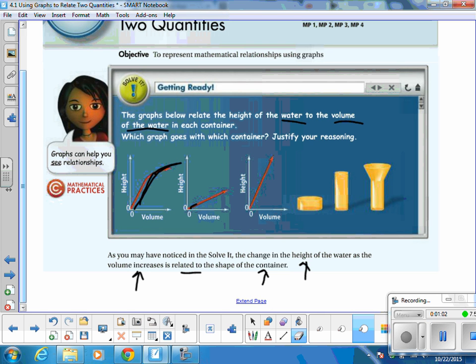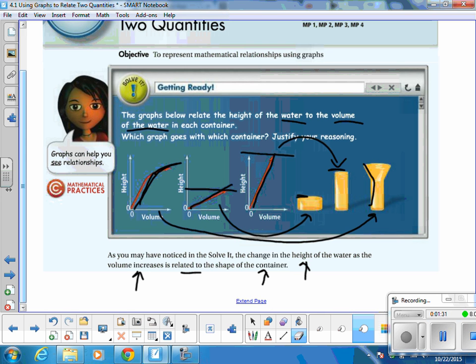The second one looks like it's consistently being filled, but the height is not as high. And this one right here is consistently being filled, but the height is very high. So we can kind of see where each one fits. Consistently filled, and the height is very high. Consistently being filled, and the height is low. And this one right here, my first graph, looks like it is being filled, but as I get to the top, it changes. More liquid is going in, but the height isn't increasing as much.